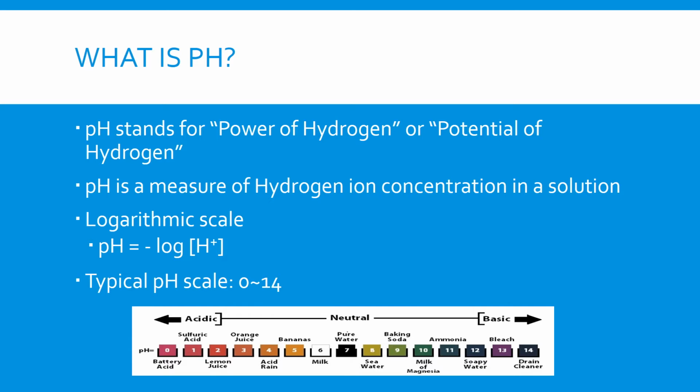And typically we use a pH scale that ranges from 0 to 14. Now keep in mind that pH actually has values beyond the scale, so it can be negative and it can be above 14.